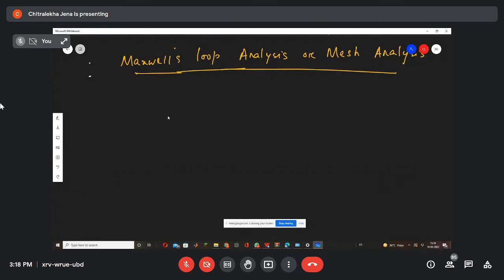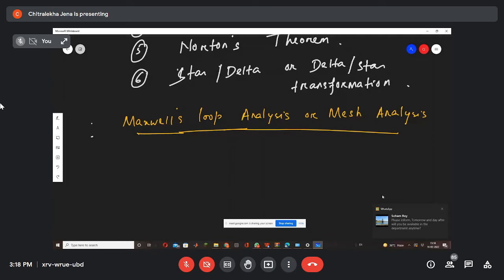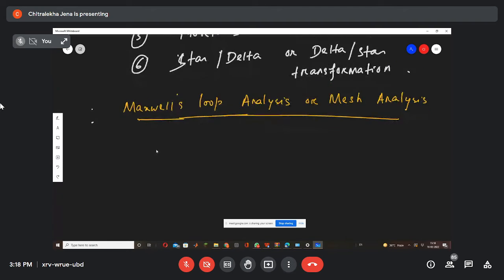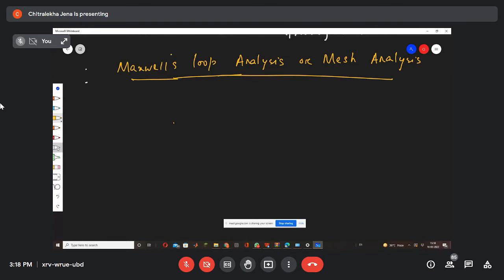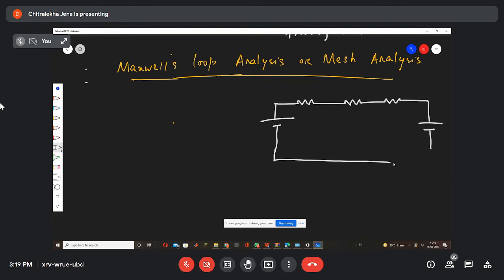Now listen carefully. Have all of you written all the methods? Yes, ma'am. Very good. So I will take a simple circuit with these resistors and two voltage sources, or two EMF sources. This is E1, this is E2, this is R1, this is R2, this is R3. Another two resistors I will also take, this is R4, this is R5. Okay.